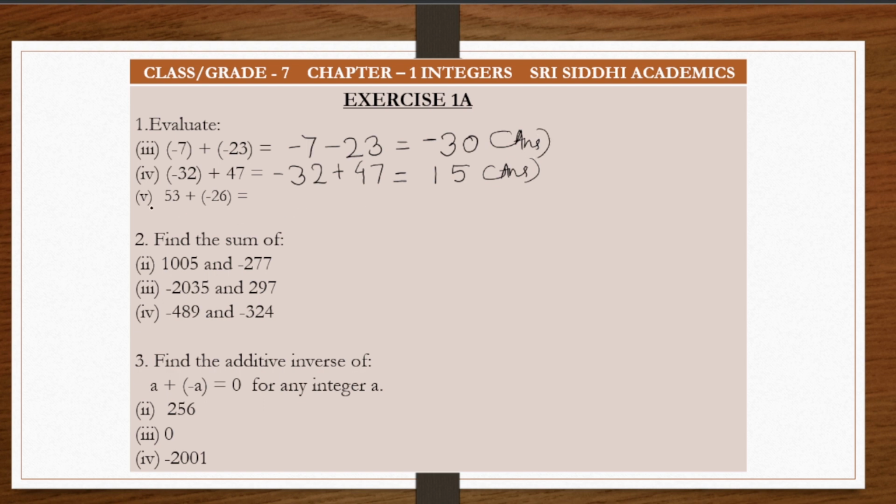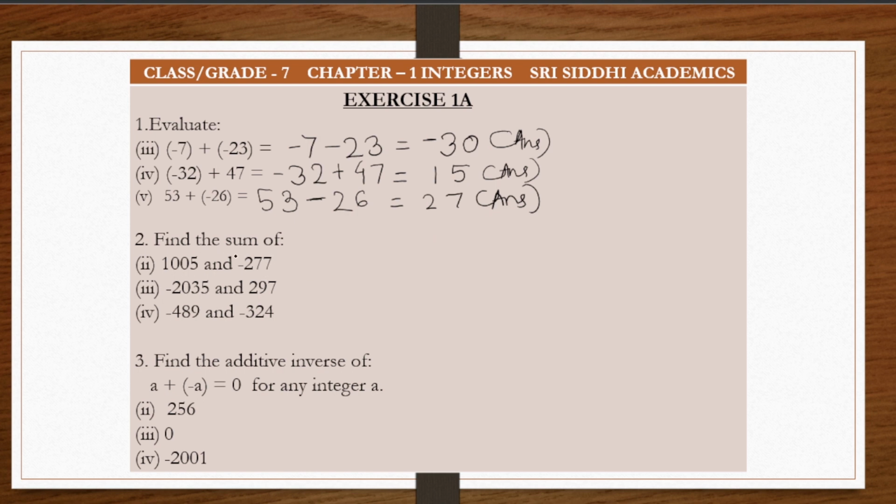Now let's move to question number 1-5. 53 plus minus 26. Again we will do like this. 53 plus outside, minus inside the bracket means it will be minus, finally minus 26. Simple subtraction, it will be 27.